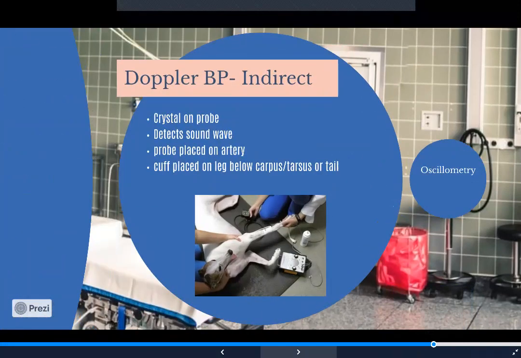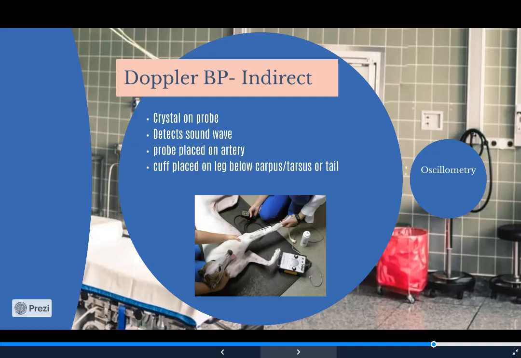There we go. So another thing is our Doppler blood pressure. How do we check our blood pressure? It's an indirect way. So we put our crystal from the probe on, and we detect that sound wave, and that probe is actually placed on the artery. And then we place the cuff on the leg, whether it's below or above the carpus, or the tail. There is a specific spot that we need to place our cuff, and this has actually been determined by the ACVIM.